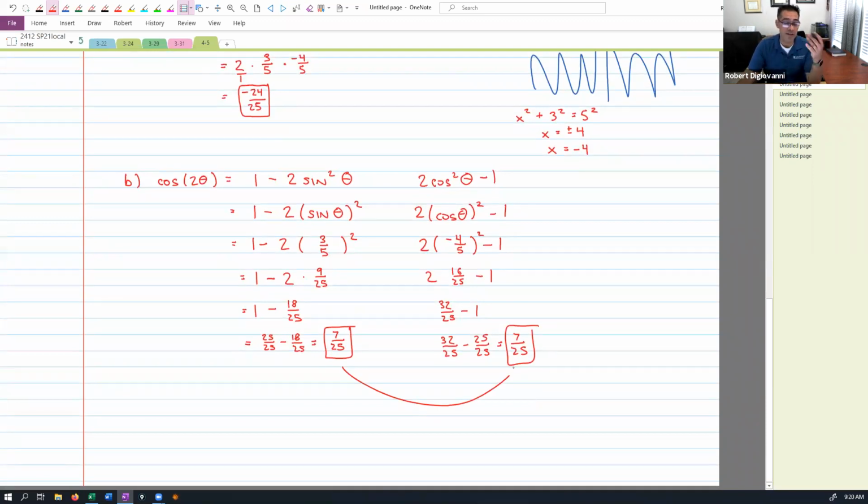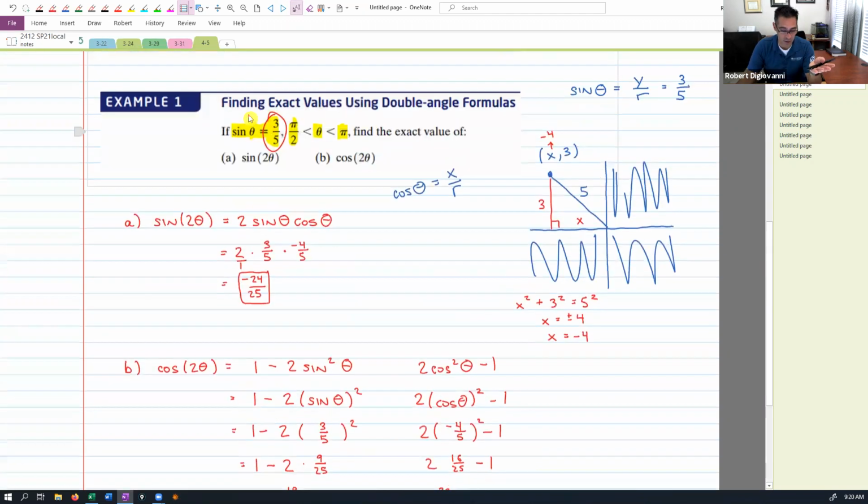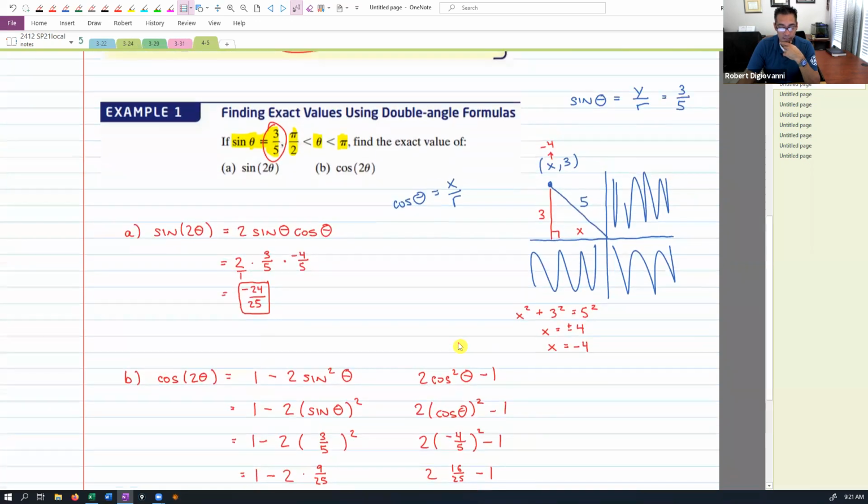So if you're doing sine 2 theta, there's only one formula. If you're doing cosine 2 theta, you can use any of the 3, but I would always recommend using the one that includes information that was given to you as opposed to information that you had to find.